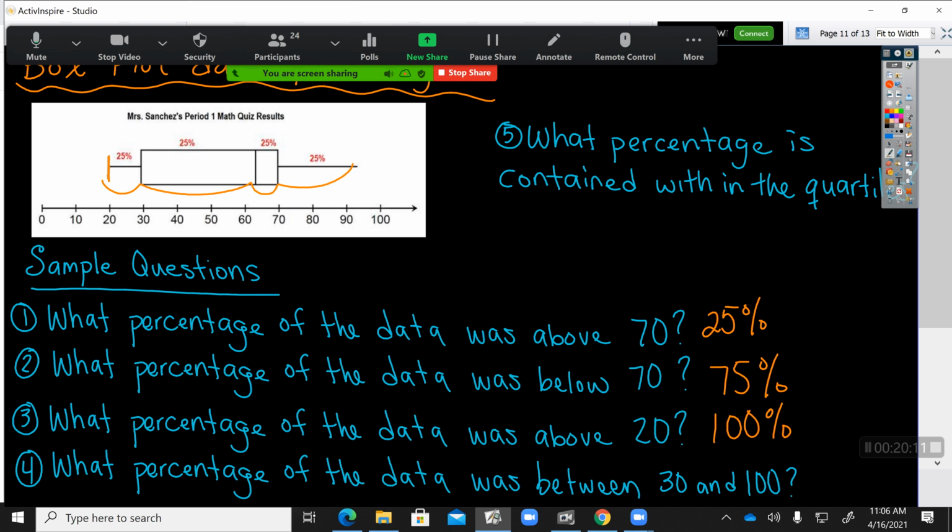Now, number 4 says, what percentage of the data is between 30 and 100? So between 30 and 100, how many spaces do we have? We have one, two, three spaces. Each space is 25%. So between 30 and 100, it's 75% of the data.